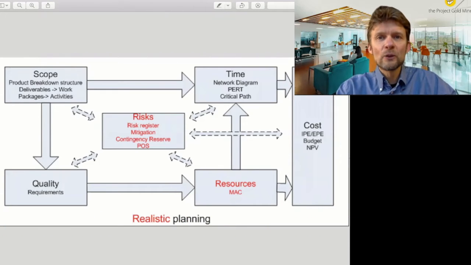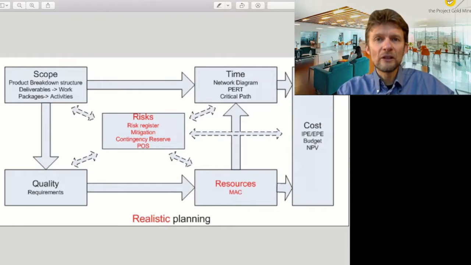In the last video, we talked about the level of details that we should have in the planning. Let's now have a look at how we can make the planning realistic. To build a planning, we need first to define the scope.